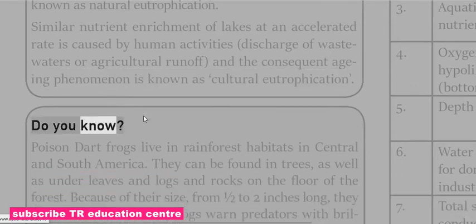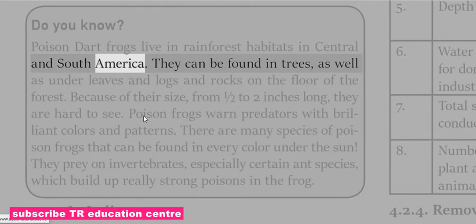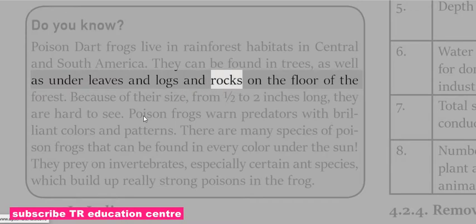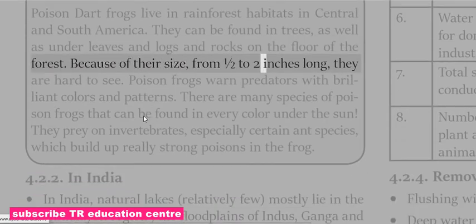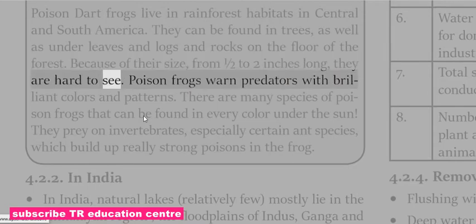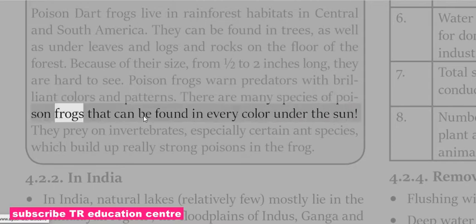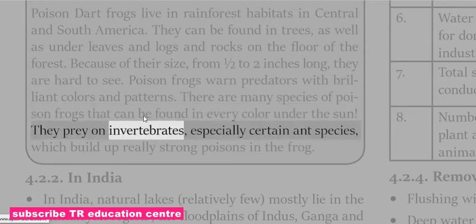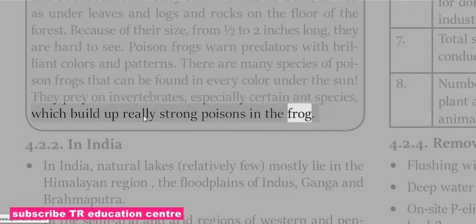Do you know? Poison dart frogs live in rainforest habitats in Central and South America. They can be found in trees, as well as under leaves and logs and rocks on the floor of the forest. Because of their size, from 1/2 to 2 inches long, they are hard to see. Poison frogs warn predators with brilliant colors and patterns. There are many species of poison frogs that can be found in every color under the sun. They prey on invertebrates, especially certain ant species, which build up really strong poisons in the frog.